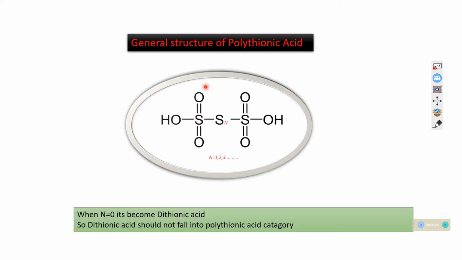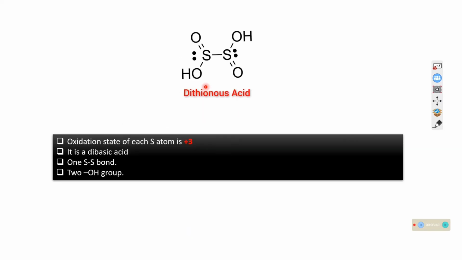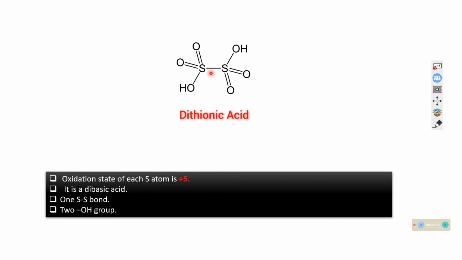Another major difference is that in dithionous acid, each sulfur atom contains one lone pair. So here a total of two lone pairs of electrons are present, but in the case of dithionic acid, there is no lone pair of electrons at all.